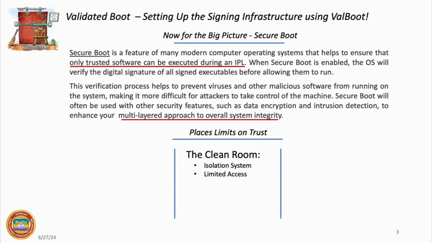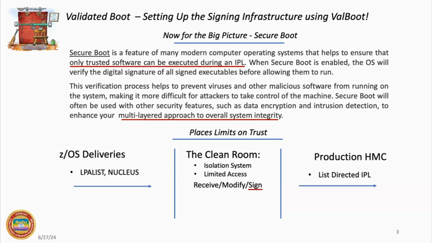It's where everything is going to take place, where you are going to receive deliveries, perhaps an LPA list, a nucleus. You're going to receive them, you're going to modify them, and you're going to sign them. That's a new issue now, signing. And then you're going to pass them on to an HMC, where it in turn is going to follow a process that will lead to a new form of IPL called a list-directed IPL.